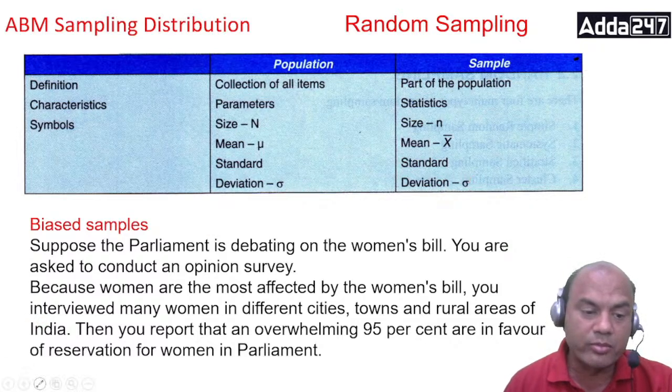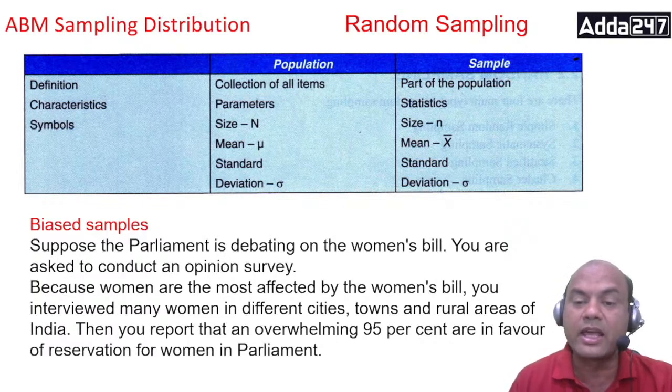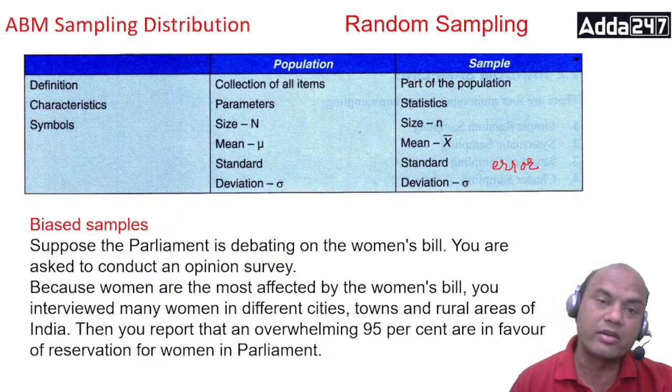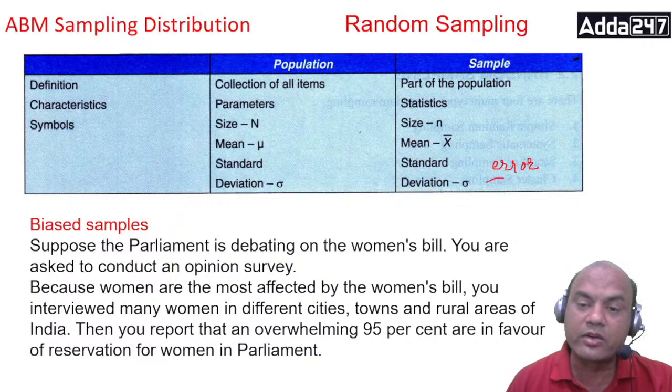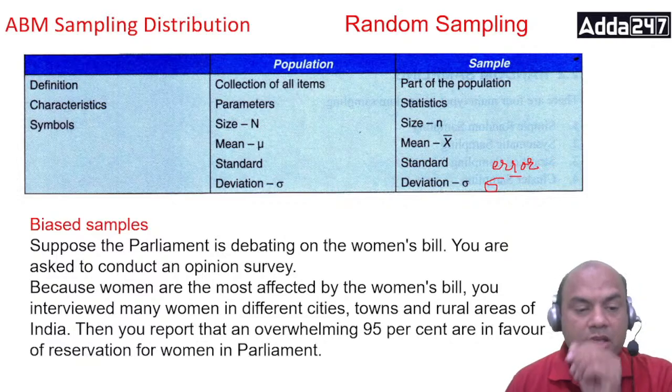But I'll tell you one more thing here. Whenever I am taking anything for the sample, it is generally called standard error. Remember this. If I have standard deviation for the population, for my sample I have standard error. And we generally write it, you will see this when I solve the numericals, as sigma dash.